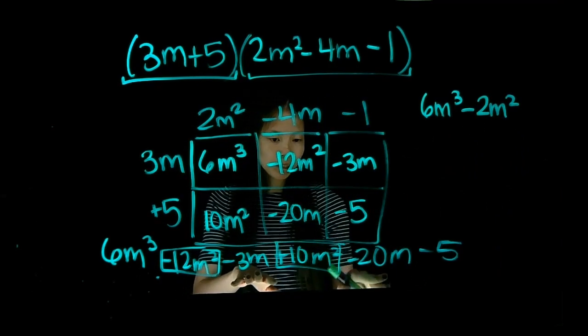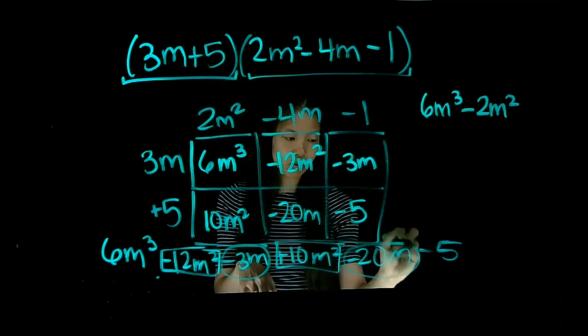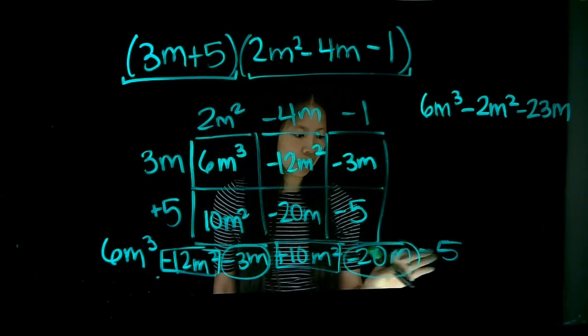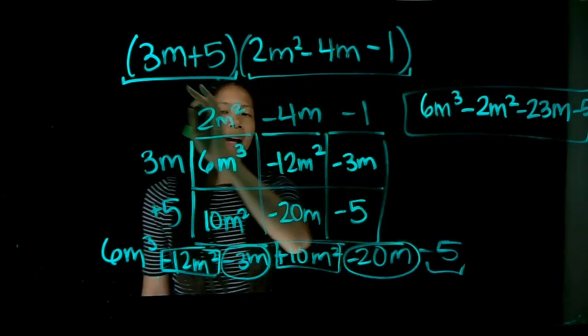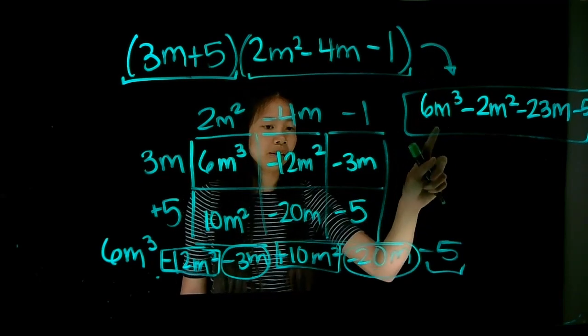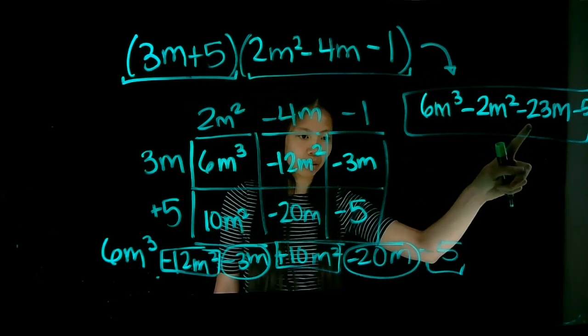We got negative 3m here, which can combine with negative 20m. So negative 3 plus negative 20 is negative 23m. And then I just have this negative 5. So if I were to multiply 3m plus 5 times 2m squared minus 4m minus 1, that is the same as 6m cubed minus 2m squared minus 23m minus 5.